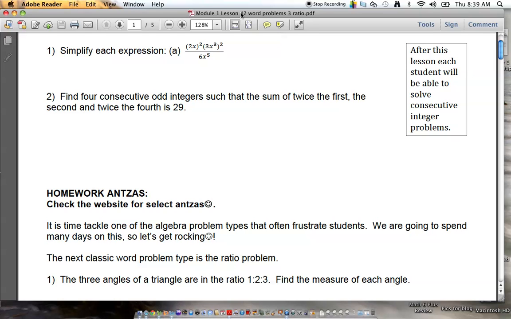Namely word problems. But it's pretty obvious to me that you are not stressed when you come in the room. So let's begin with today's Do It, and then after the Do It, we're going to talk about a new type of word problem.